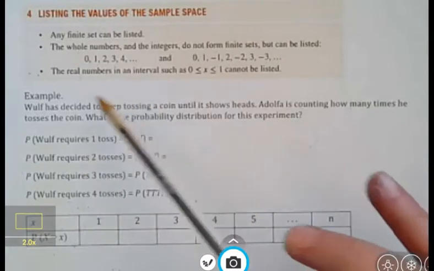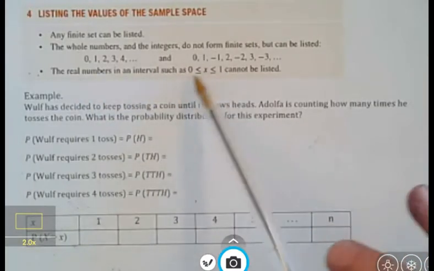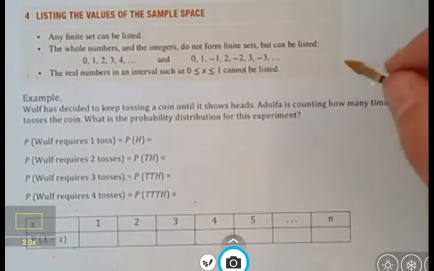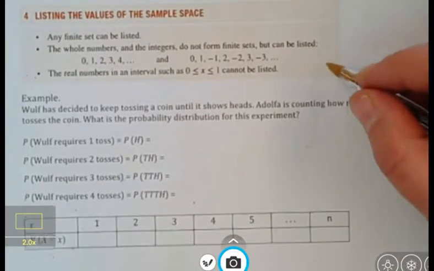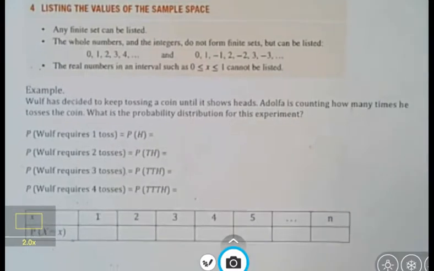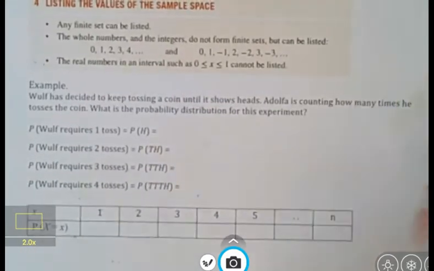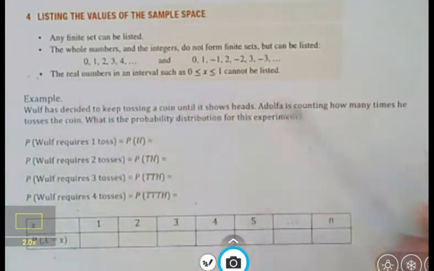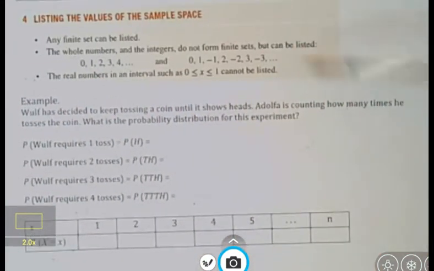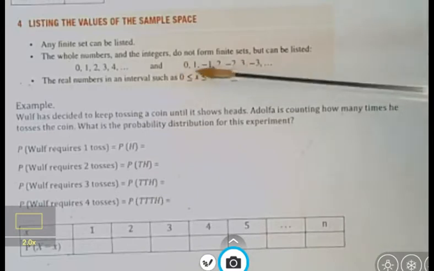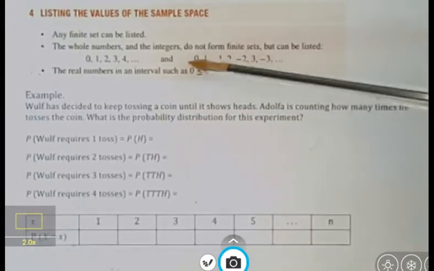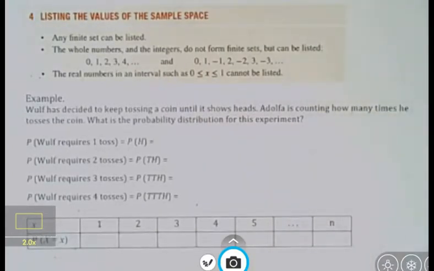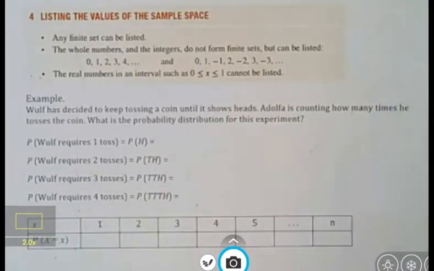Some examples of something that can't be listed are the real numbers in the interval from say 0 to 1. Remember, real numbers include rational numbers. They also include surds. So real numbers are rational numbers and surds, and there's just an infinite number of numbers that you would have to choose. So you can't list them.